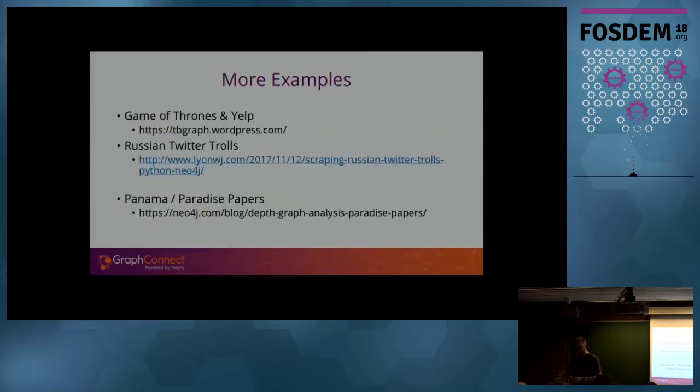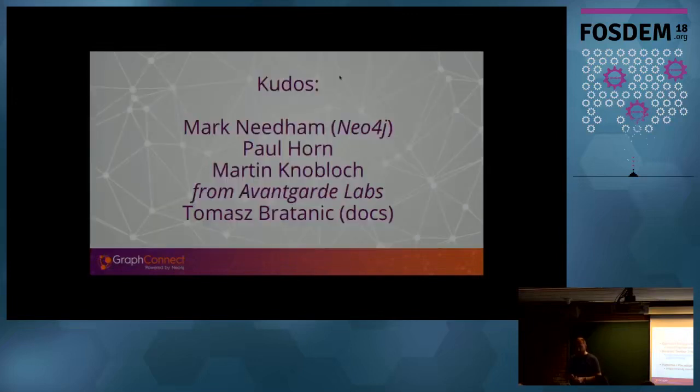From that perspective, there are also a bunch of other examples where people wrote blog posts about using these graph algorithms on other data sets. Tomasz Bratanek did it with Game of Thrones extensively and with the Yelp dataset from Kaggle. My colleague Will did it on the Russian Twitter trolls that have been published by NBC, and the US Congress ran graph algorithms on top of that. And we also ran it on Paradise Papers and Panama Papers as well. And I want to do more about the Bitcoin analysis. That will be a lot of fun.